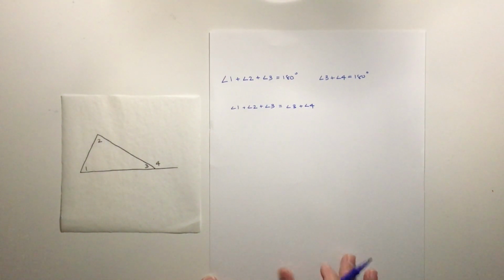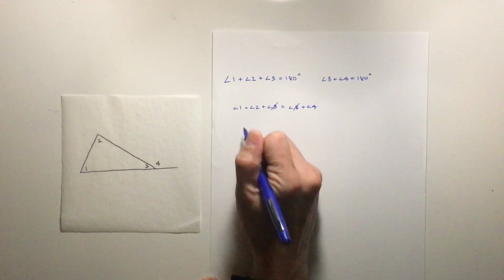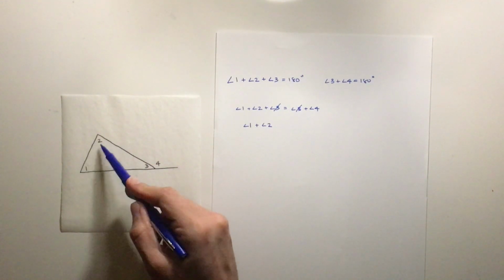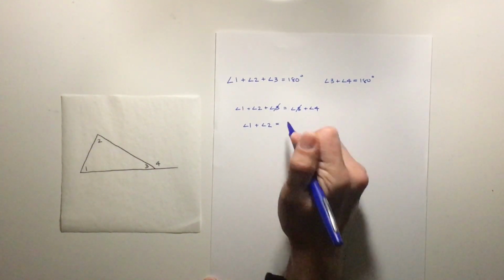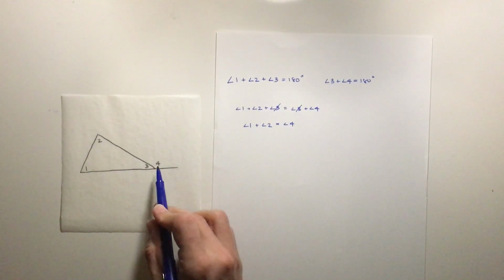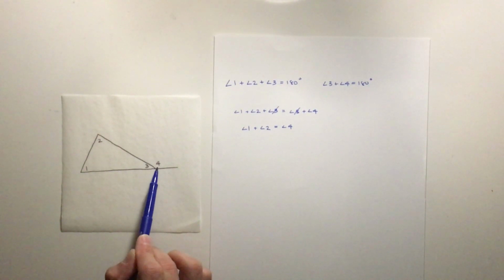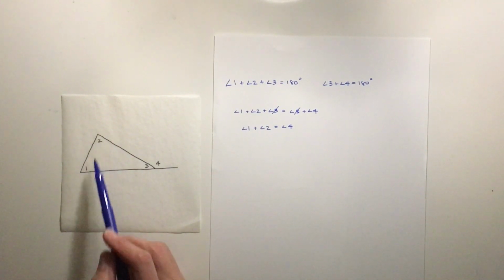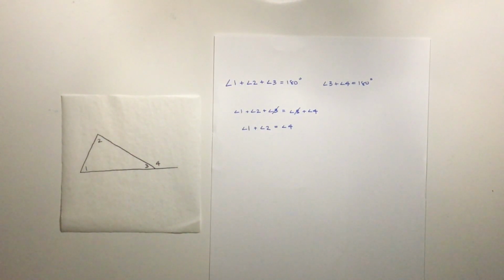Doing a little simplifying, I note there's an angle 3 on each side of my equation. Those cancel. I see that angle 1 plus angle 2, my two remote interior angles of my triangle, they equal angle 4, the exterior angle of my triangle. A very simple, straightforward mathematical proof why the exterior angle of a triangle, its measure, is equal to that of the sum of the two angles it doesn't touch, the remote interior angles of the triangle.